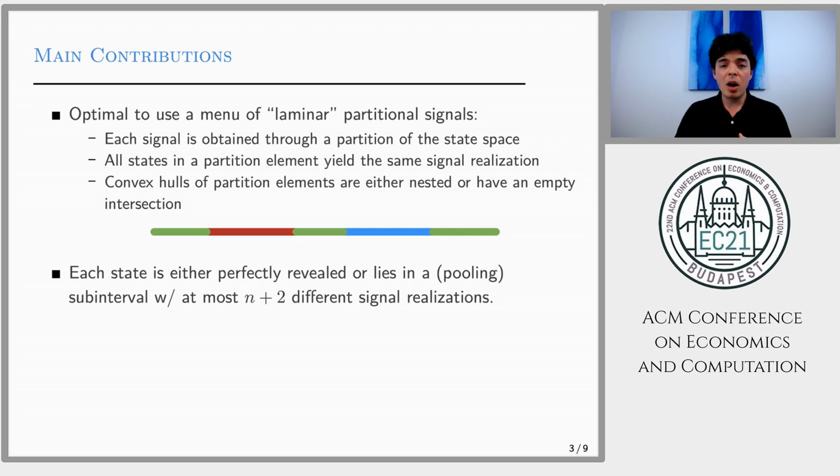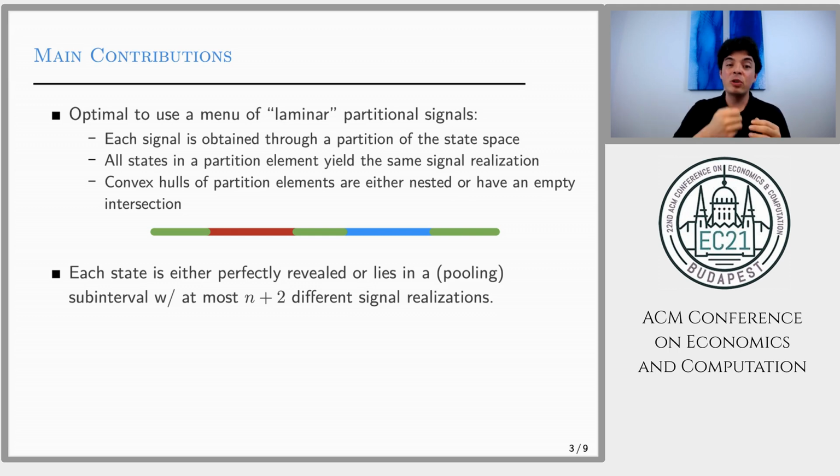Actually, the signals can have slightly richer structure than what this picture illustrates. At the end of the day, the state space will be divided into subintervals. In some of these subintervals, we will fully reveal the state. In others, we will further partition these subintervals using laminar partitions to obtain regions like the red, green, and blue that you see here.